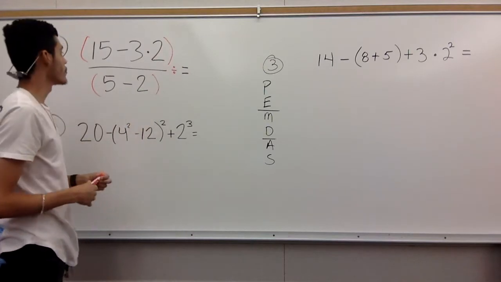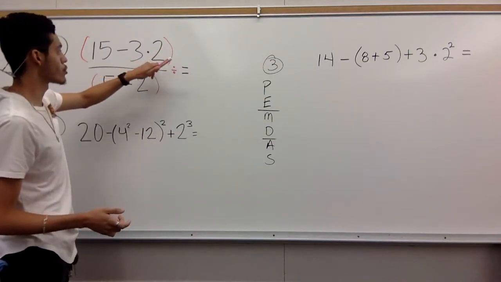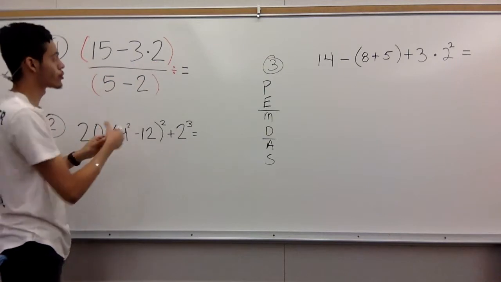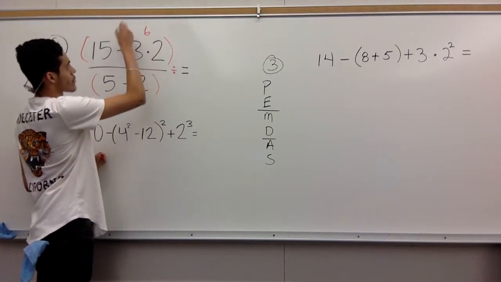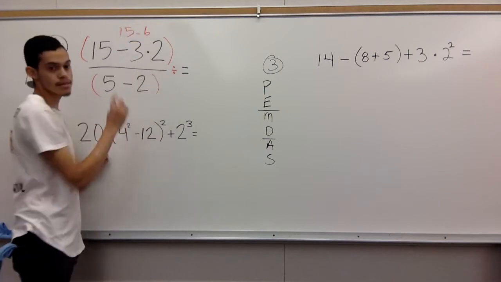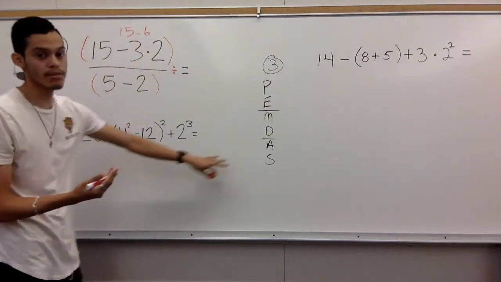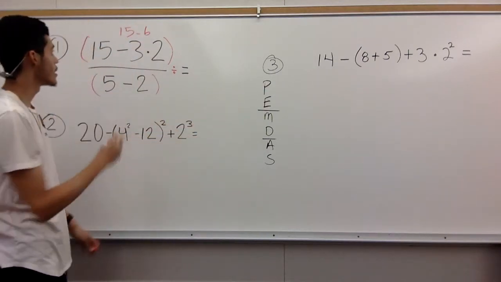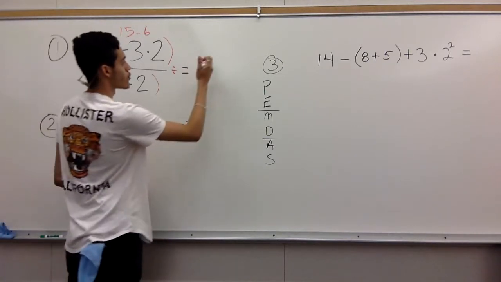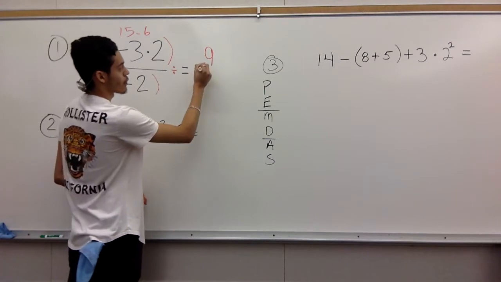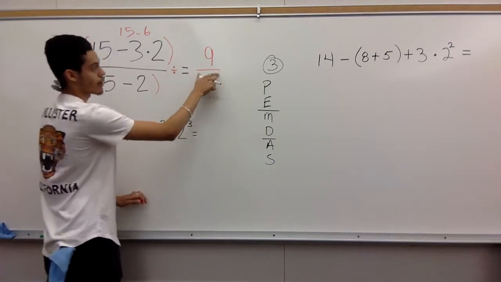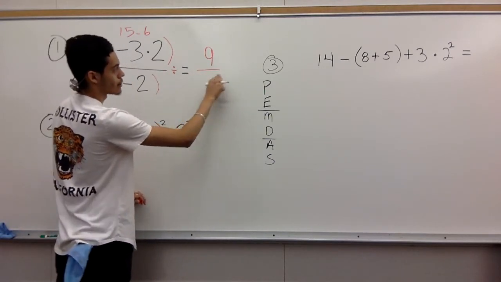Exponents, there are none. Multiplication and division, you have this 3 multiplied by this 2. So you do 3 times 2, you have 6. Then you rewrite the entire problem, you have 15 minus 6. Addition and subtraction comes next on the list of PEMDAS. 15 minus 6 equals 9. Now you can write 9 over here, and then write the fraction line under it.